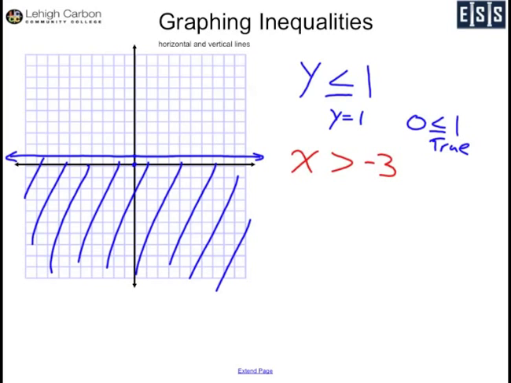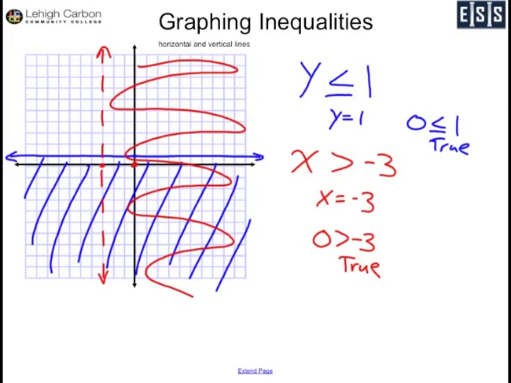Last example, x is greater than negative 3. So just like if this was x equals negative 3, I go to negative 3 on my x-axis. Since this is greater than, I need a dashed line this time. Still going to test my point 0, 0. Is 0 greater than negative 3? This is true. I'm going to shade towards that point. And there's my graph of x is greater than negative 3.